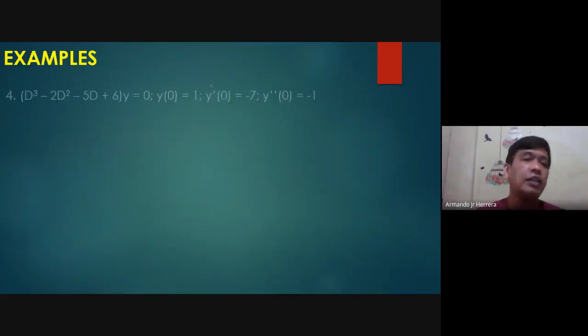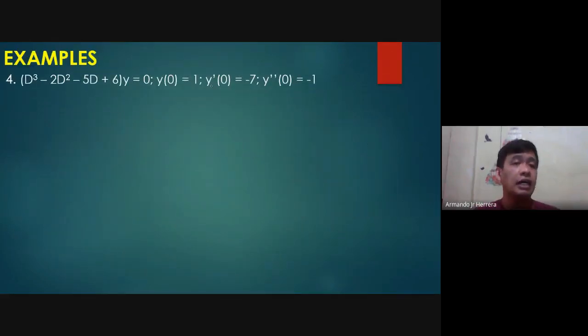Okay, so let's continue. So we have here the third derivative of y with respect to x minus 2d squared minus 5d plus 6y is equal to 0. Then if x is 0, y is 1, y prime is 0, negative 7, and y double prime of 0 is equal to negative 1.